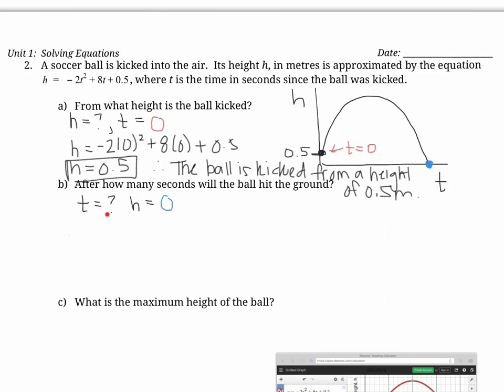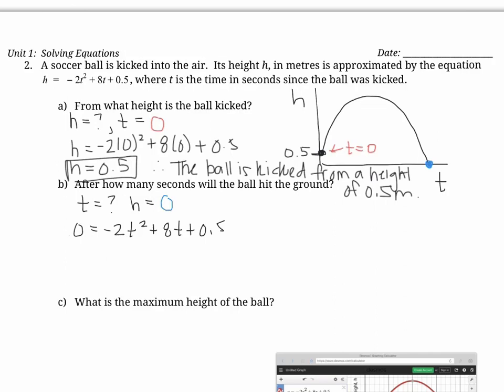It's asking for the time when the height is equal to 0. That's going to tell us how long it's been in the air. So let's just plug it in. Instead of h, we're going to put in 0. So we have 0 is equal to negative 2t squared plus 8t plus 0.5.